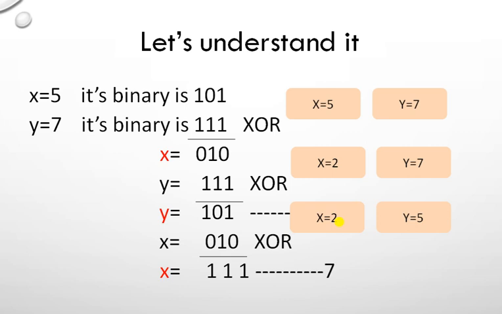So x is 0 1 0, y is 1 0 1. Again perform: 1 0 dissimilar, high; 0 1 dissimilar, high; 1 0 dissimilar, high. So this is how you got 7 in x. This is how you can make use of the bitwise XOR operator.